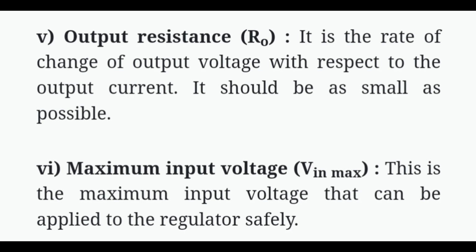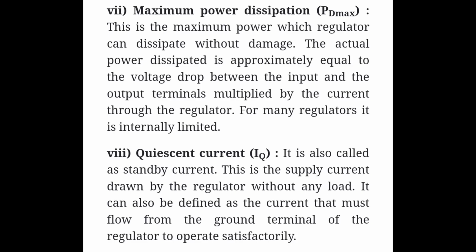Next one, maximum input voltage. So this is a maximum input voltage that can be applied to the regulator safely. Next one, maximum power dissipation. This is the maximum power which a regulator can dissipate without damage. The actual power dissipated is approximately equal to the voltage drop between the input and the output terminals multiplied by the current through the regulators. For many regulators, it is internally limited.